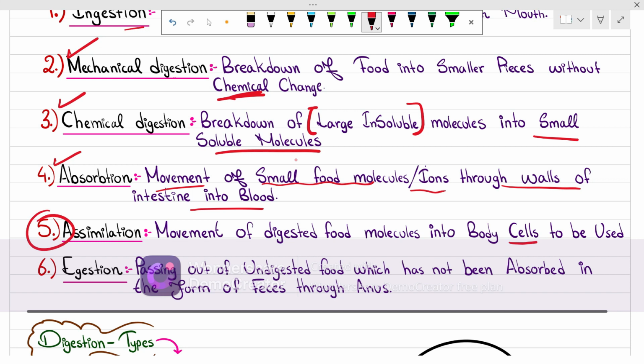After assimilation, the last process is egestion, which is the passing out of the undigested food that has not been absorbed, in the form of feces through the anus. So after assimilation is done and all the necessary minerals and ions are used by the body, the undigested food is passed to the large intestine and is stored as feces and excreted out through the anus.